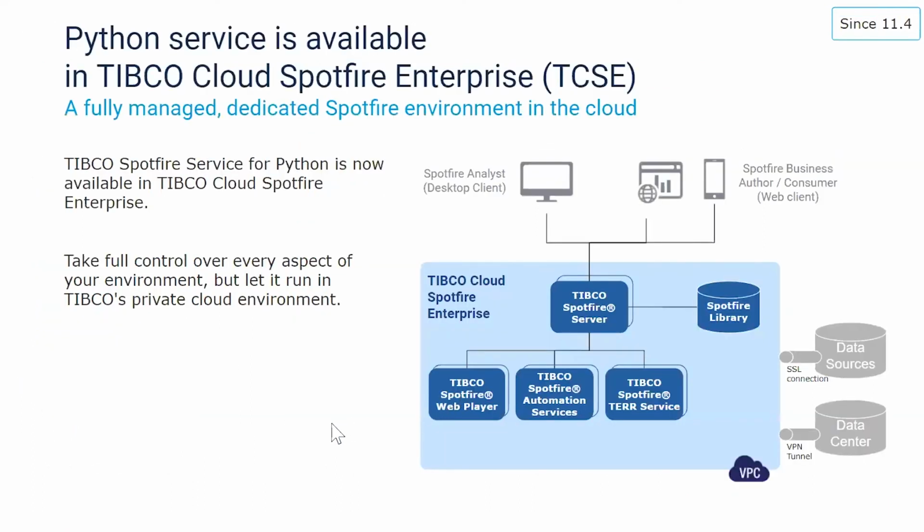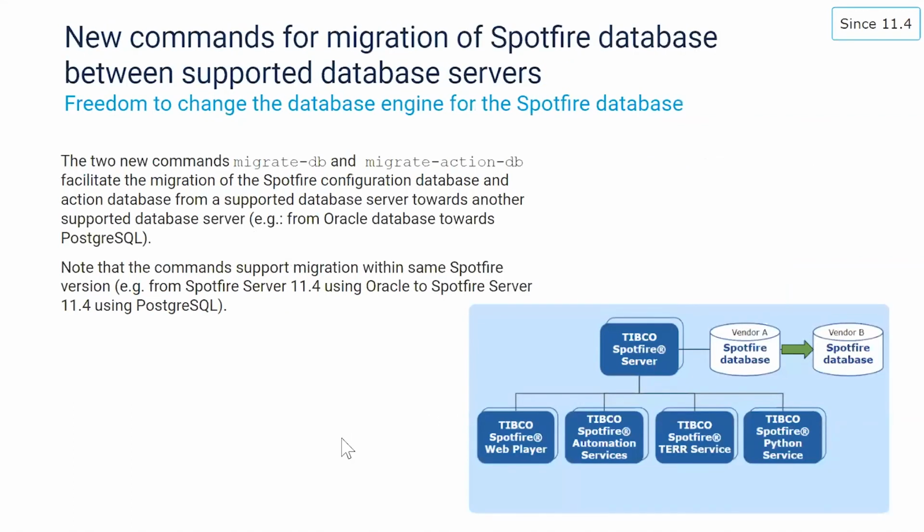And in 11.4, for the cloud enterprise customers, we have added support for Python, so you can now use Python data functions if you're using cloud enterprise. And then we have made things much easier if you want to move to another database. So if you have Oracle and you want to move to Postgres, now you have a command that takes care of everything for you, type conversions and everything, so it's just running this command. And you can move from any supported database to any other supported database.